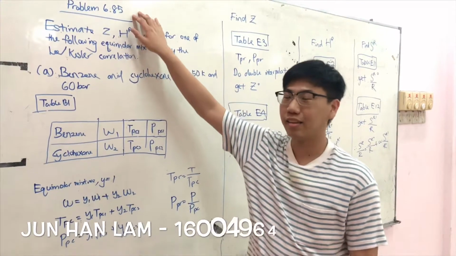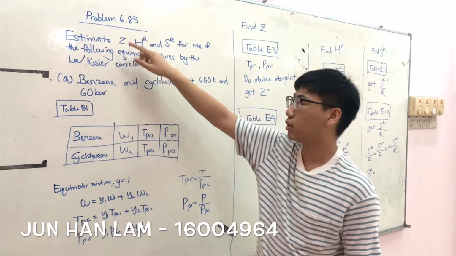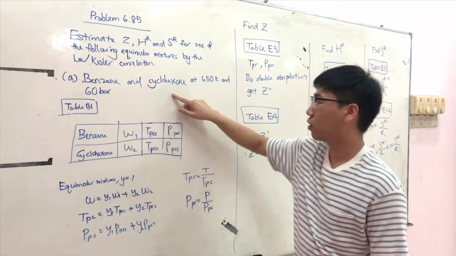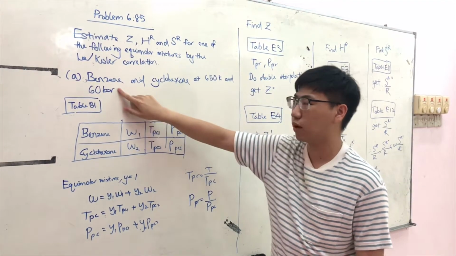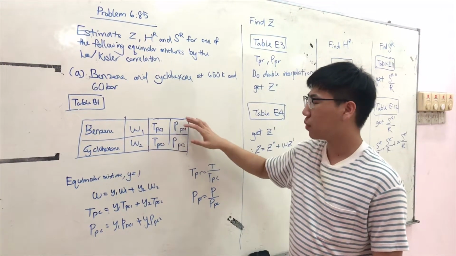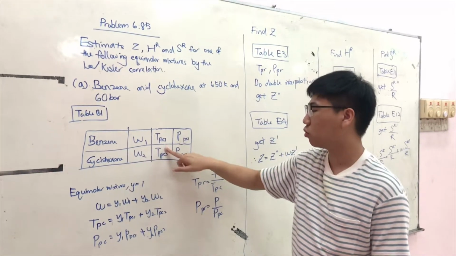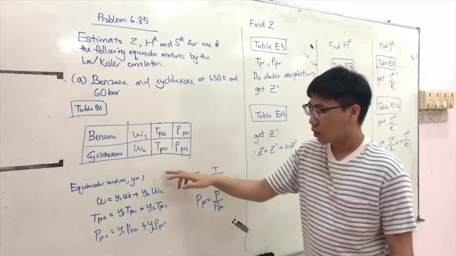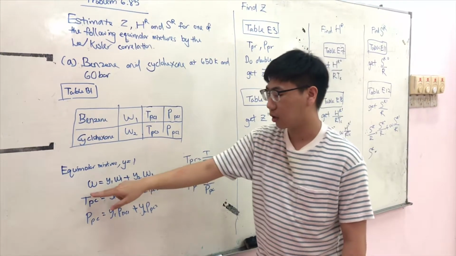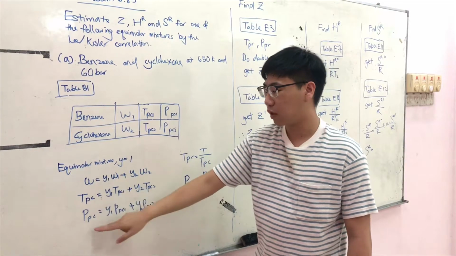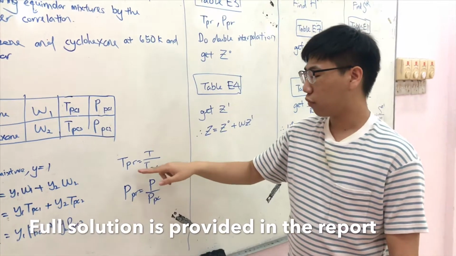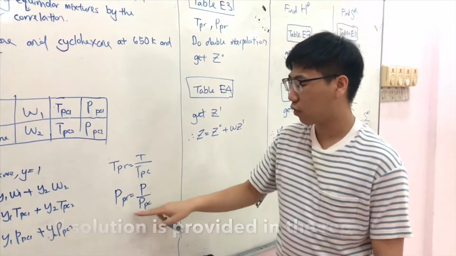I discussed problem 6.85. It asks us to estimate Z, the residual enthalpy and residual entropy for benzene and cyclohexane at 650 Kelvin and 60 bar. Firstly, we get the acentric factor ω1, Tc1, acentric factor ω2, Tc2 and Pc from table B1. From the problem, we know it is an equimolar mixture, so y equals 0.5. Then we can get the acentric factor, Tpc and Ppc. Then we can get Tpr from T over Tpc and Ppr from P over Ppc.